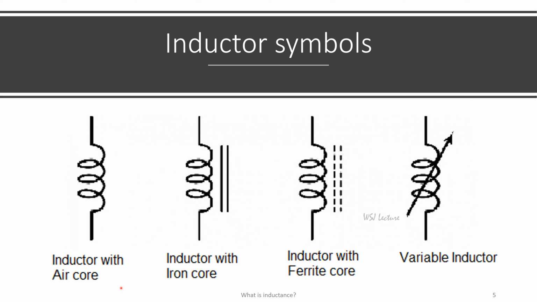Inductor symbols. The first one is the symbol of an inductor with air core, in which the coil is wound on air. The next one is the inductor with iron core, in which the coil is wound on iron. The third one is the inductor with ferrite core, in which the coil is wound on ferrite. The fourth one is the symbol of a variable inductor.